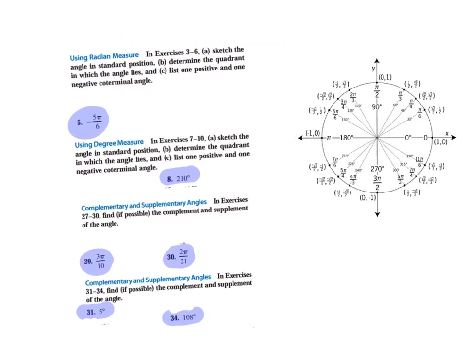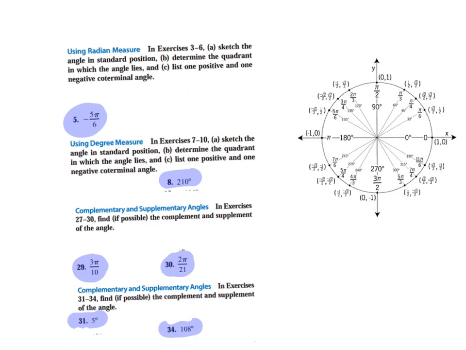Sketch the angle in standard position. I don't think there's any on there where you have to pick which angle it is, but you did that on WebAssign. If it's positive, your angle starts at the x-axis and goes which way? Up, or counterclockwise. If it's negative, it starts at the x-axis and goes down. So here, we're going to determine which quadrant the angle lies in, and find one positive and one negative coterminal.